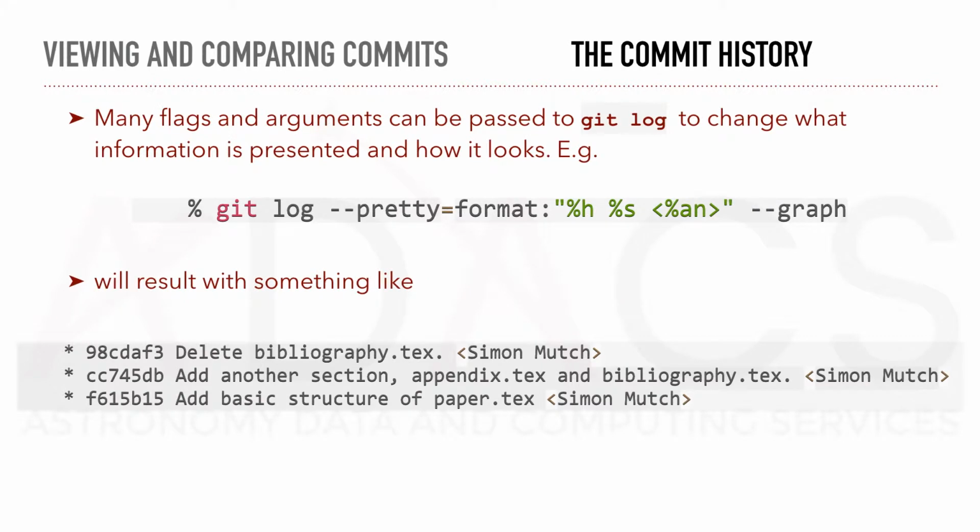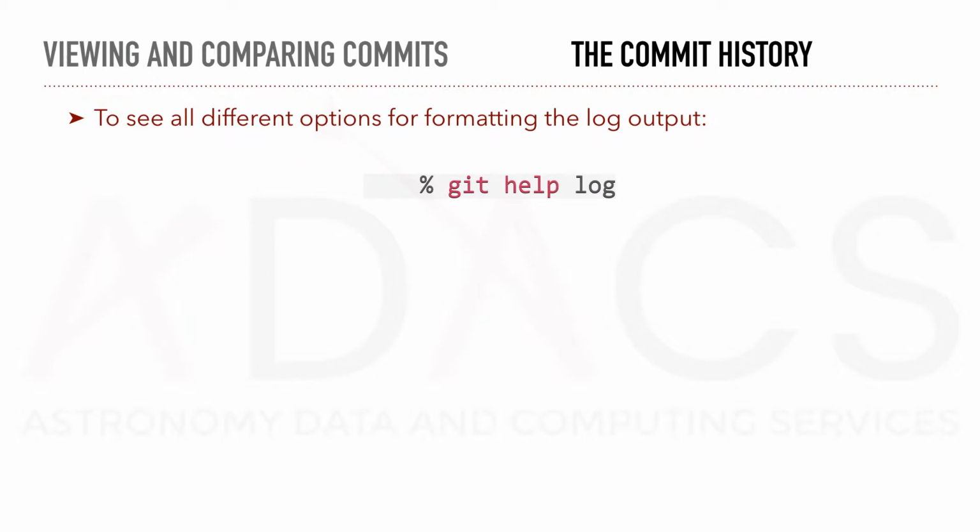Many flags and arguments can be passed to git log to change what information is presented and how it looks. A flag is a keyword preceded by two dashes. The following example shows how to format the output into something a bit more succinct. You can see all the different options for formatting the log output by typing git help log.